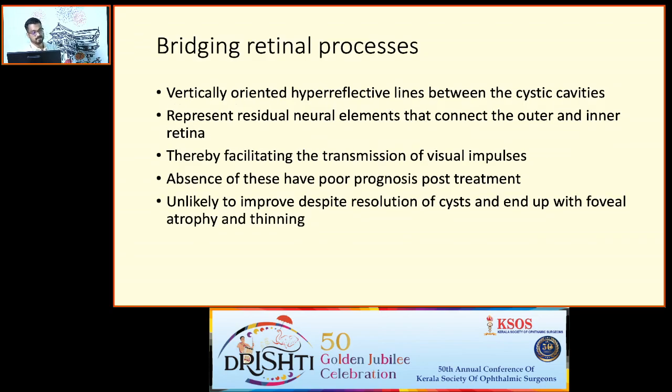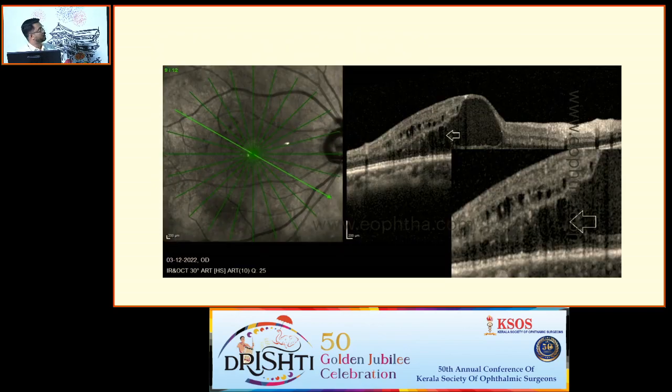And then there are bridging retinal processes, which are vertically oriented hyperreflective lines between the cystic cavities. They represent residual neural elements that connect the outer and inner retina, thereby facilitating the transmission of visual impulses. Absence of these bridging retinal processes have poor prognosis post-treatment. Here you can see there is a large foveal cystoid. There are some bridging retinal processes here.